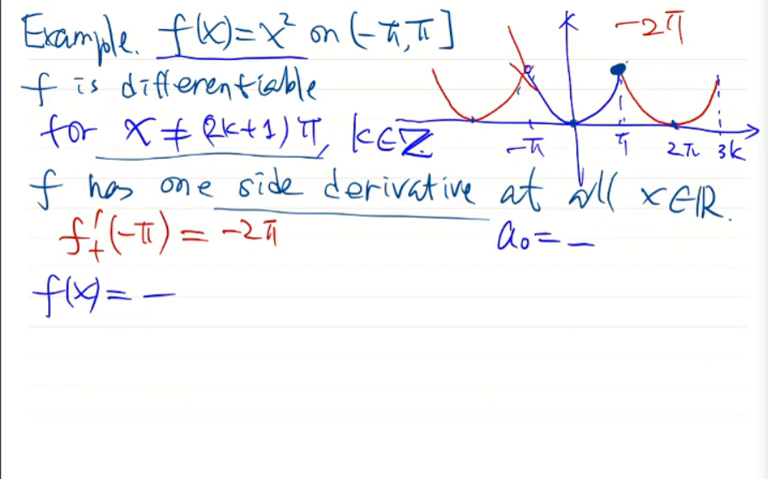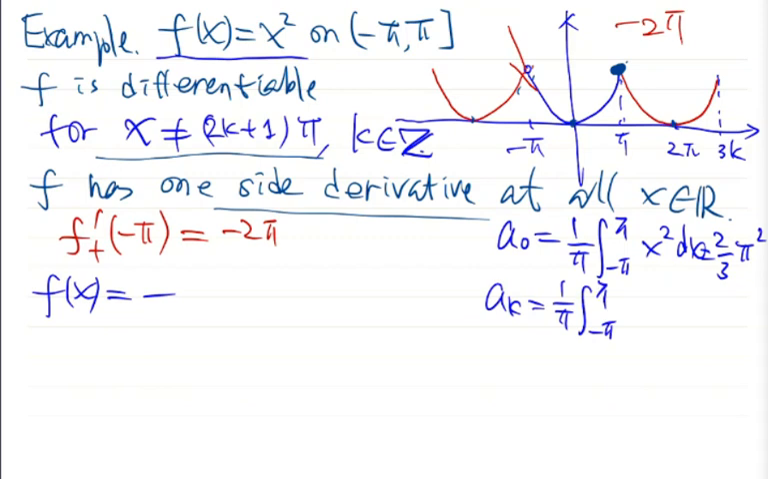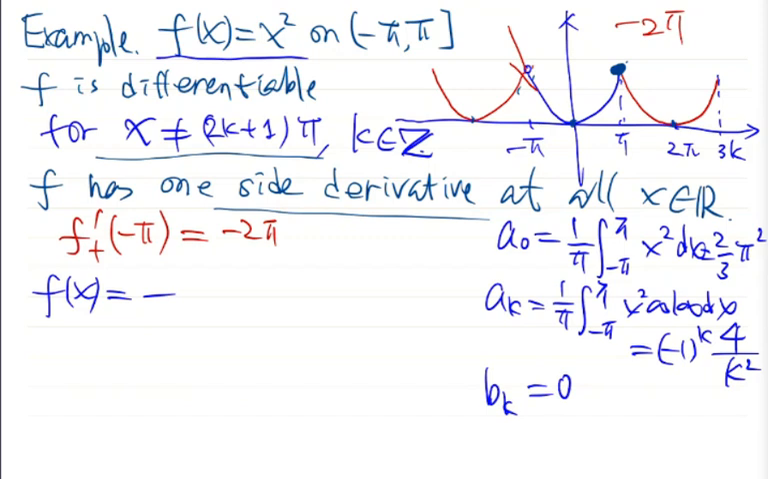a0 is 1 over pi times the integral from minus pi to pi of x squared dx, which is 2 over 3 pi squared, and the a_k is 1 over pi times the integral from minus pi to pi of x squared cosine kx dx, and you can compute this integral and find that it is minus 1 to the k times 4 over k squared. Similarly, b_k is 0. Okay, why b_k is 0? Because f is an even function.